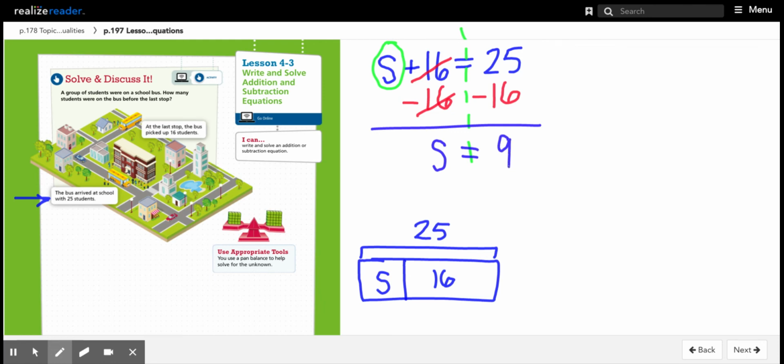So let's see if this makes sense. A group of students were on the bus. Well, how many students were on the bus? 9. Let's replace this S down here with 9. If I have 9 students on the bus, then 16 more students join. Okay, well, 9 plus 16 equals 25. So this equation makes sense.